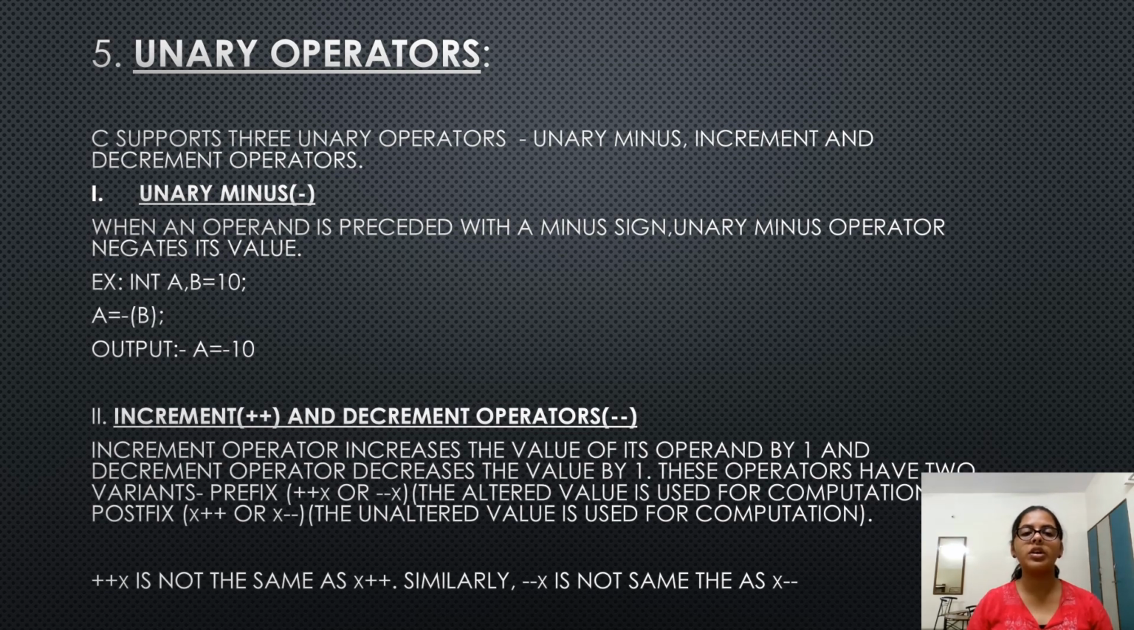C supports three unary operators: unary minus, increment and decrement operators. Unary minus is denoted by a minus sign. When an operand is preceded by a minus sign, the unary minus operator negates the value. For example, here we have two integers, a and b, where b is equal to 10. If a is equal to minus b, then the output becomes a is equal to minus 10. That is, the negative value of b, that is negative of 10. So a is equal to minus 10.